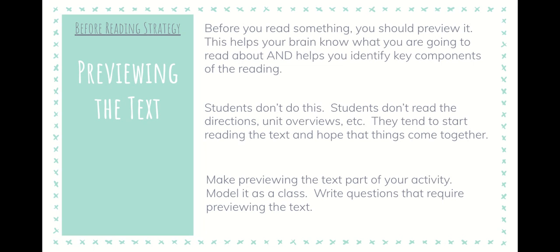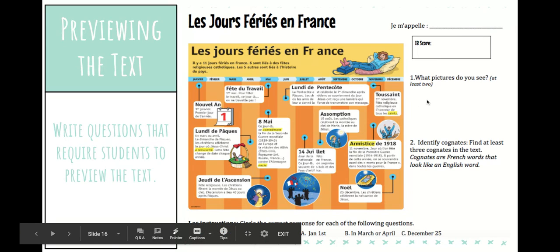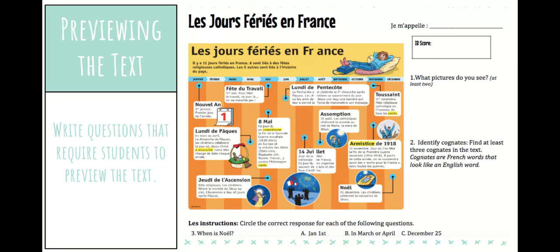And so what is important is make previewing the text part of your activity. You have to model it as a class, and you want to be sure that you write questions that require students to preview the text. And what I mean is, here's an example of an activity that I do with my exploratory class, and then especially at the beginning of the term too with my level 1s. Question 1 is always, what pictures do you see? Write down at least 2.